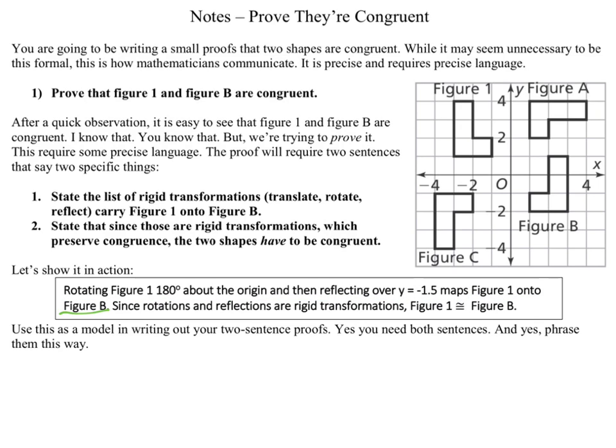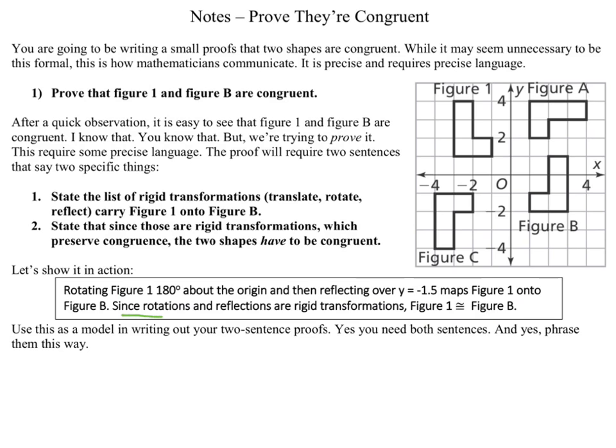And I wanted to point out that mapping is actually like a verb. It's a mathematical term when something maps onto another. So that's an excellent one to have in there. The second sentence here is saying that, well, we already listed the transformations, and they're rigid transformations, and so these figures have to be congruent.